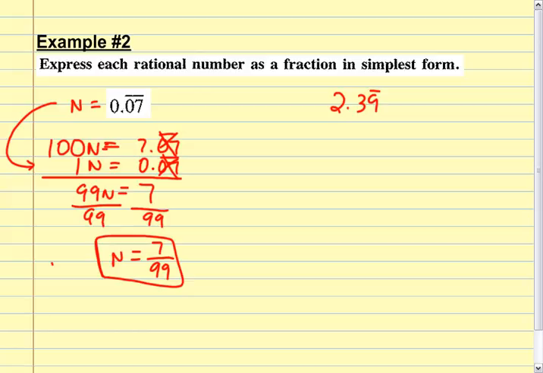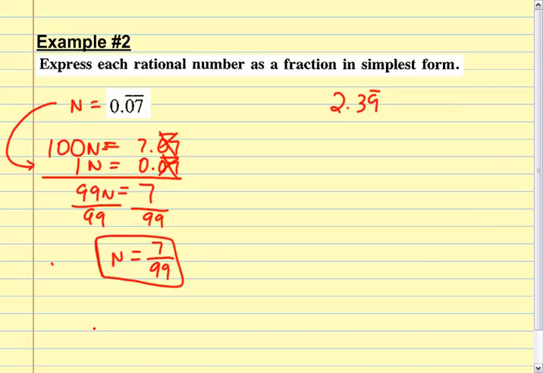How do I know what to multiply by? Trey? See how many repeating digits there are. If there are 3 repeating digits, I multiply by 1,000, 1 with 3 zeros. If there are 2 repeating digits, I multiply by 100, 1 with 2 zeros. Okay? Now, let's look at this one.